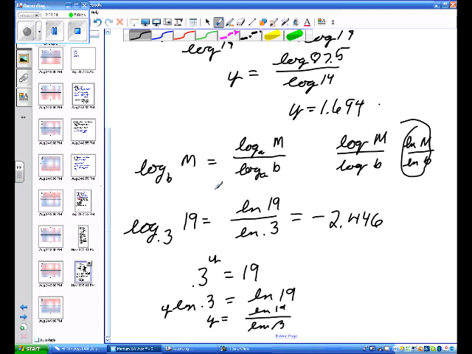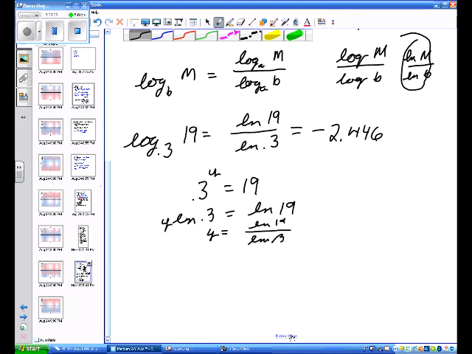So if you forget your change of base formula, then you go back and you think of that rule that if two numbers are equal, it's if and only if their logs are equal.